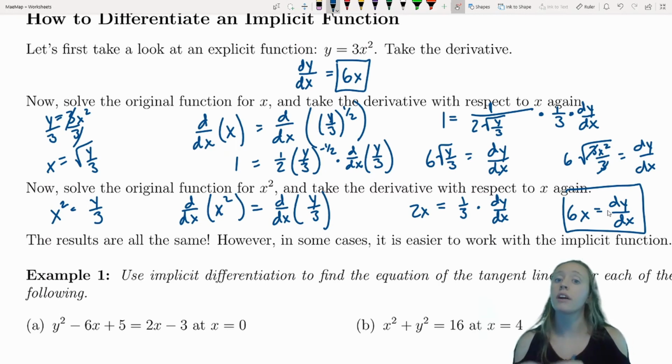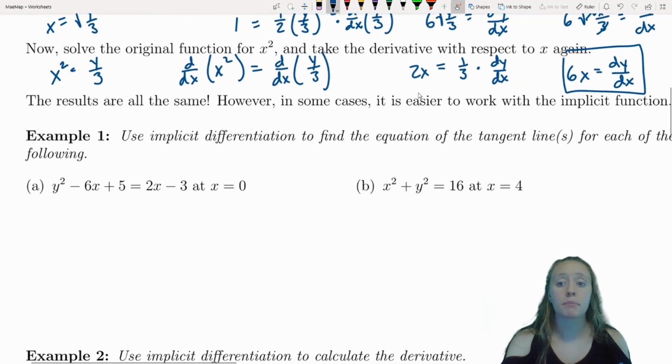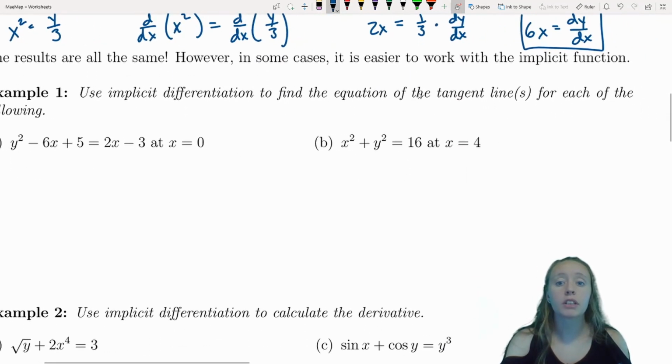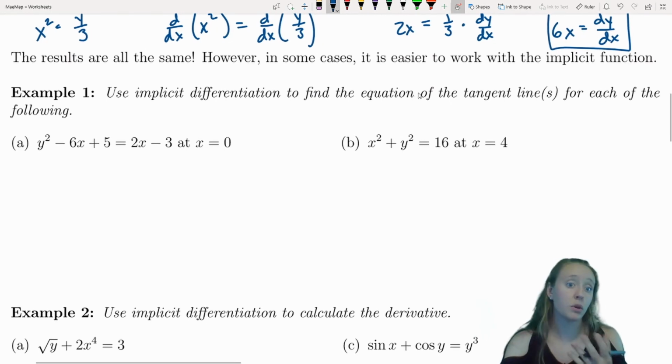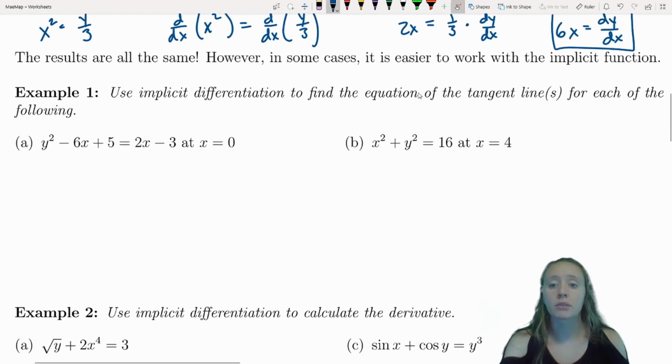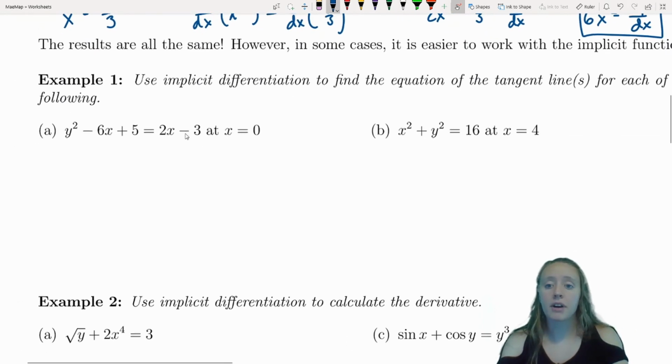So when you take the derivative of y, you're going to have dy/dx somewhere involved. However, obviously for this case, it was so much easier just to take the derivative normally, but in some cases it's easier to work with the implicit function. Let's take a look at example 1 below. In example 1, we're going to use implicit differentiation to find the equation of the tangent line or lines for each of the following.